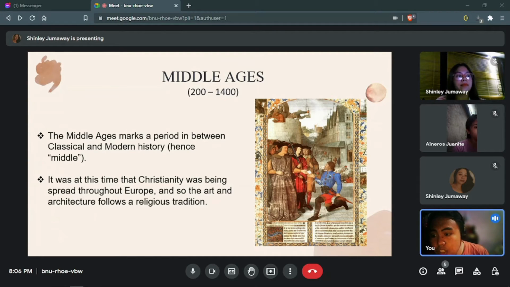And it was at this time that Christianity was being spread throughout Europe, and so the art and architecture followed a religious tradition.